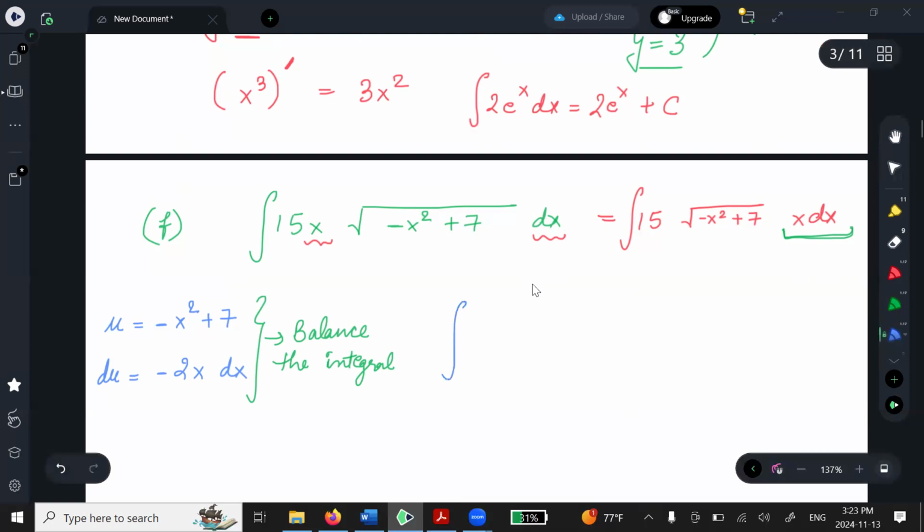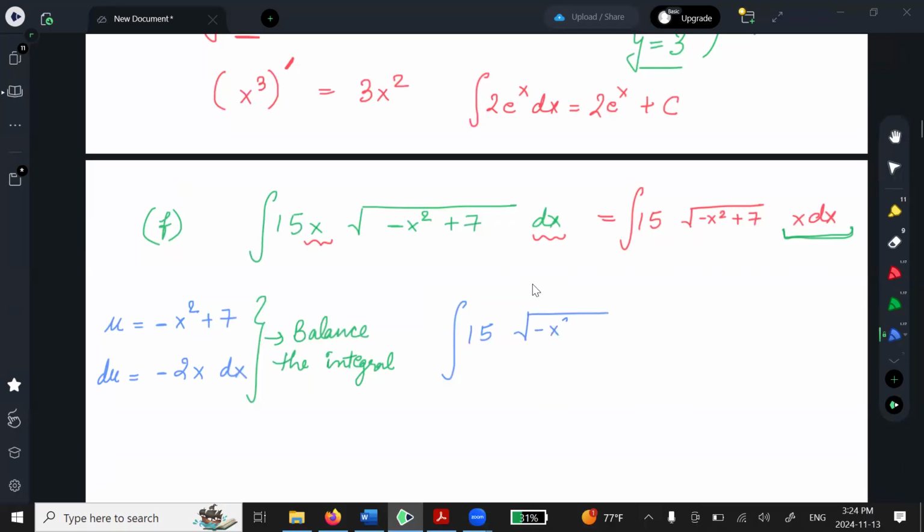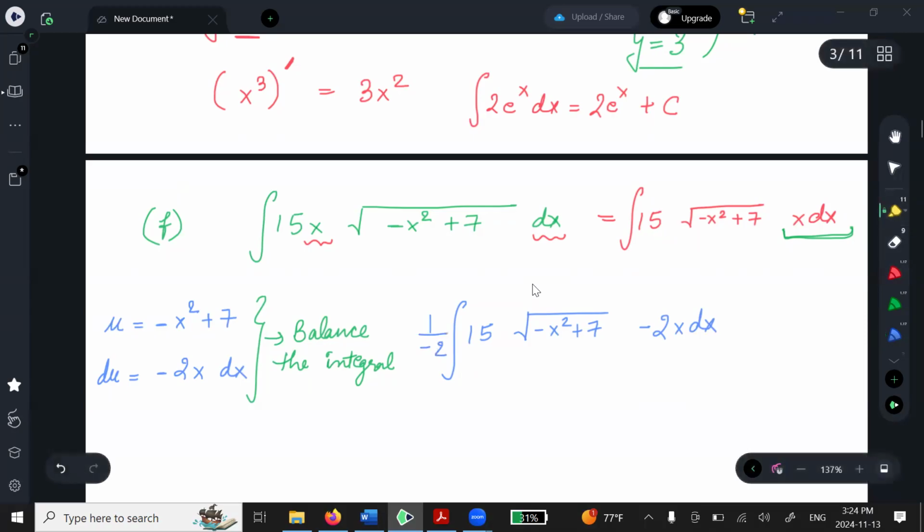So I'm gonna keep the 15, keep the square root as it is, but I multiply by a negative 2 here. Because I multiplied by a negative 2, I have to divide by it. Make sense? This is called balancing the integral. Don't forget the division part. Anybody, any questions?